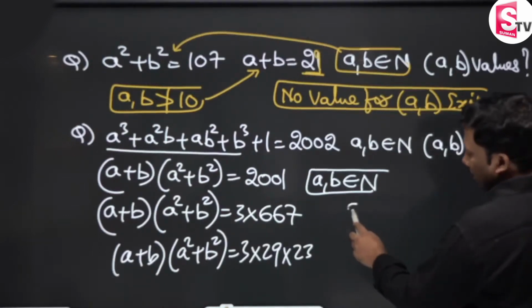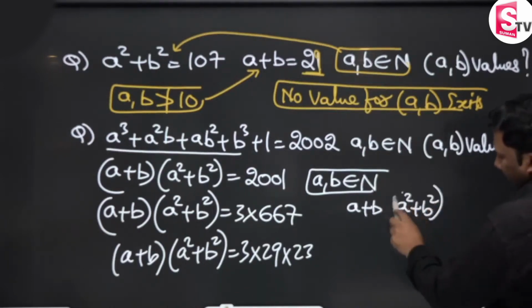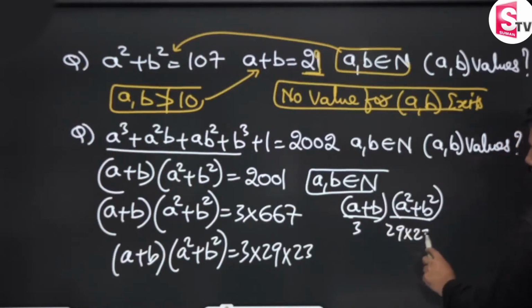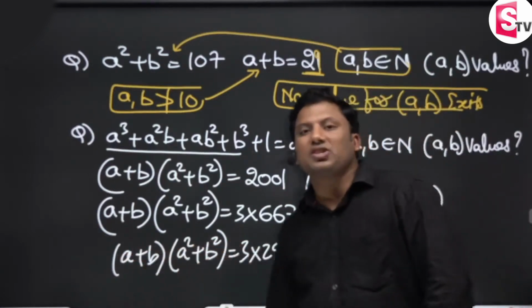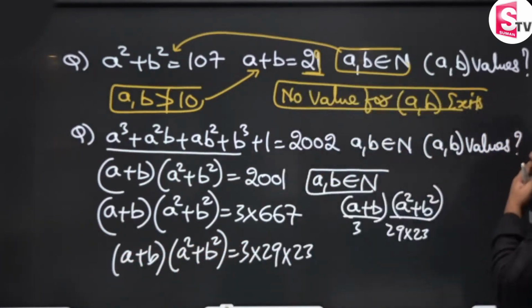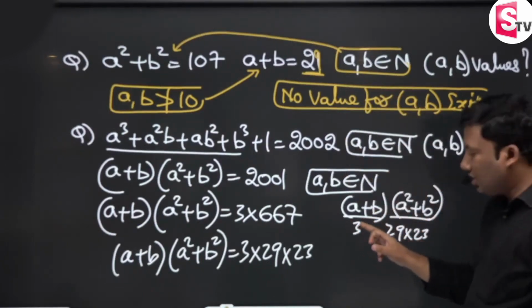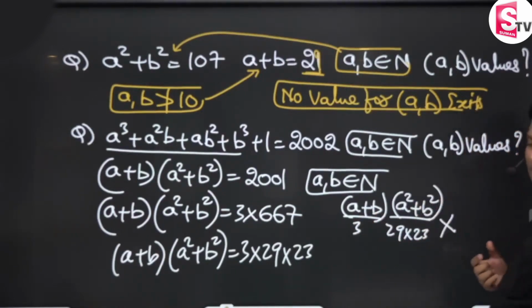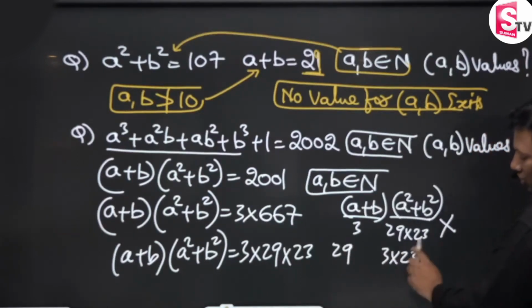Now see here, we will get the answer. This is A plus B, this is A square plus B square. If A plus B is 3, A square plus B square will take 29 into 23. A and B are natural numbers, and their sum is 3: 1 plus 2 or 2 plus 1. 1 square plus 2 square, 2 square plus 1 square, not possible. If it is 29, this will be 3 into 23.